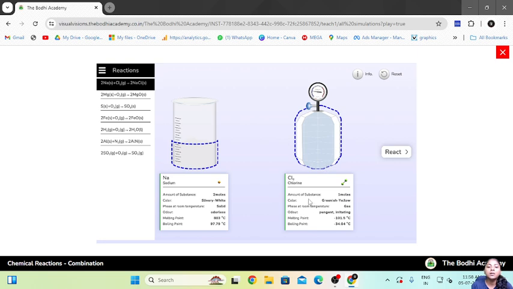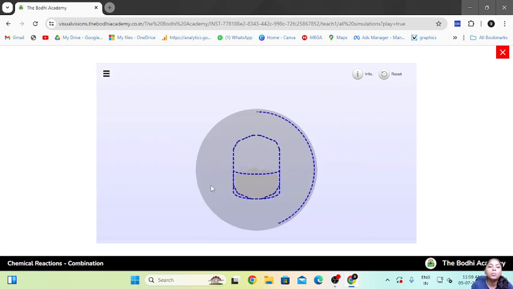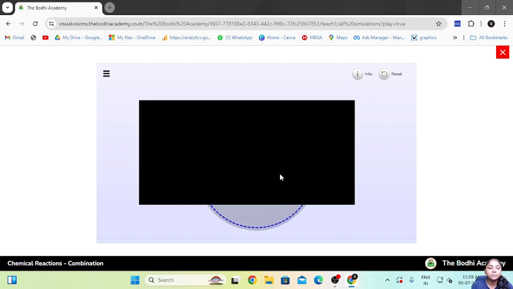Then in this we have the chlorine gas. Now the amount is 1 mole. Then its color is greenish yellow, and at room temperature it is in gas state. Now its odor is pungent and irritating, and these are its melting and boiling point. Now these are our two reactants. Let us react these and see how they combine to form a single product.